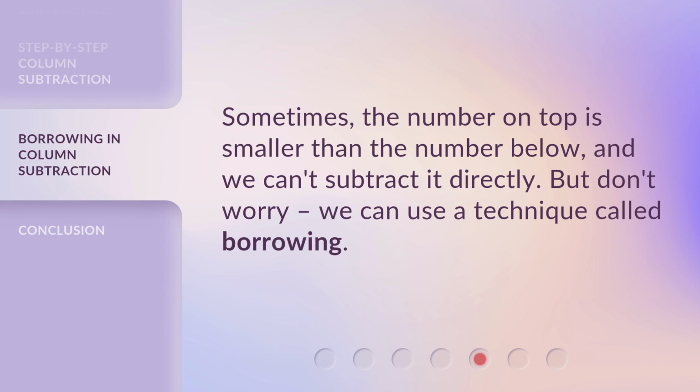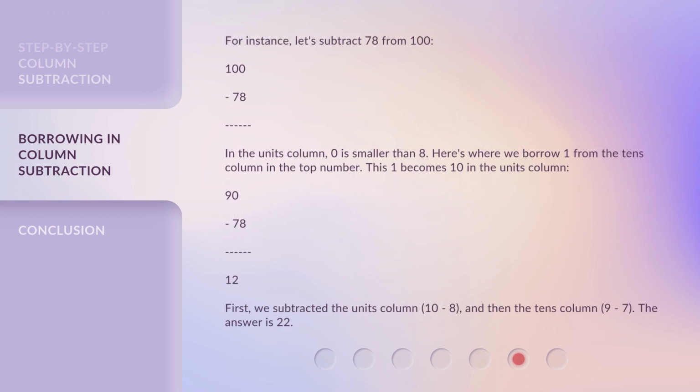Sometimes, the number on top is smaller than the number below, and we can't subtract it directly. But don't worry. We can use a technique called borrowing. For instance, let's subtract 78 from 100.